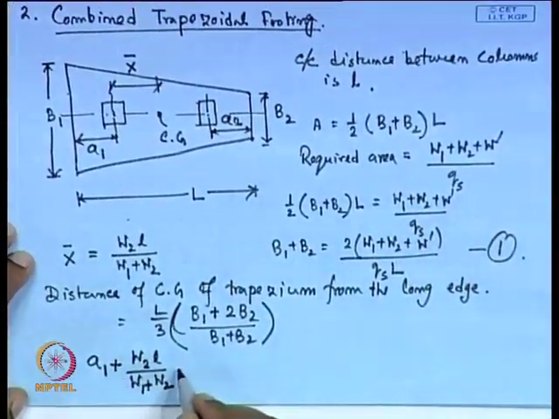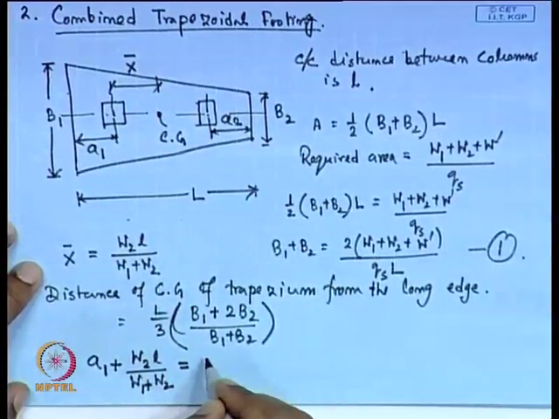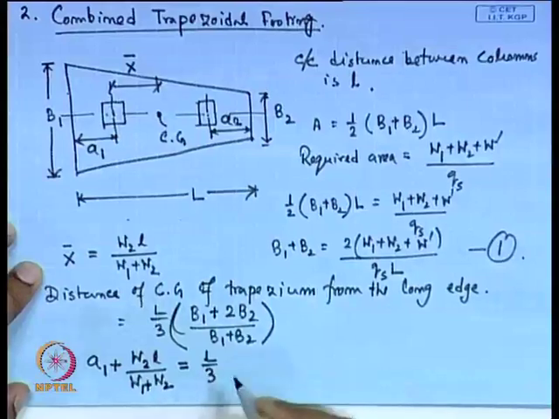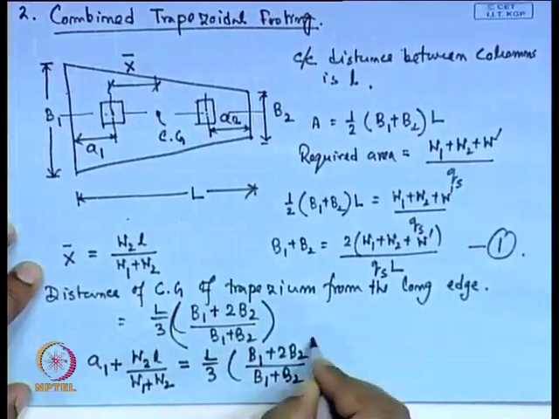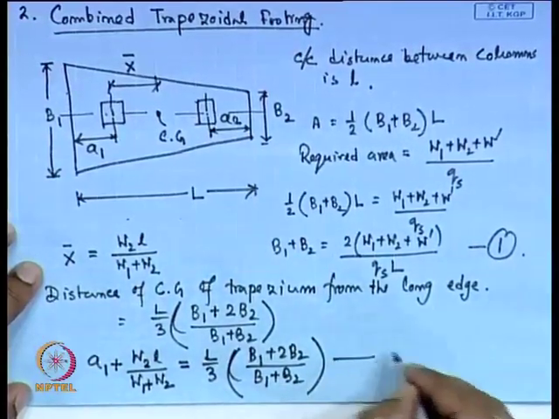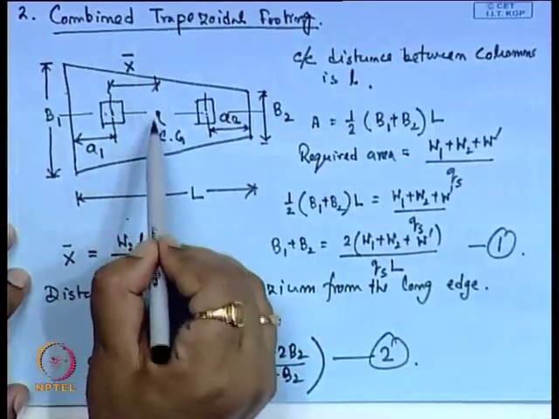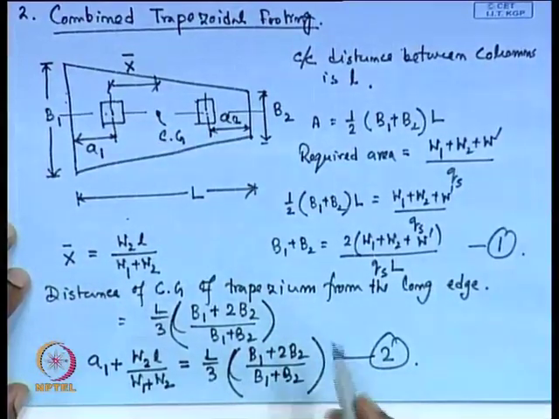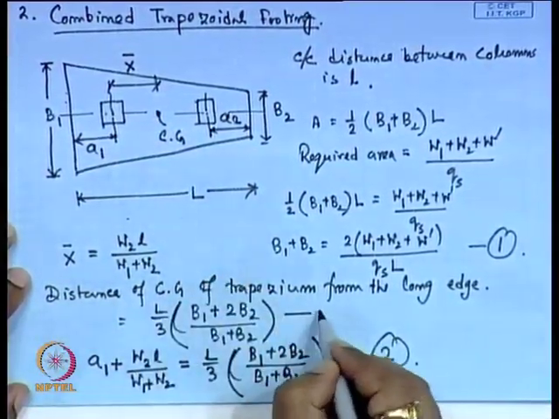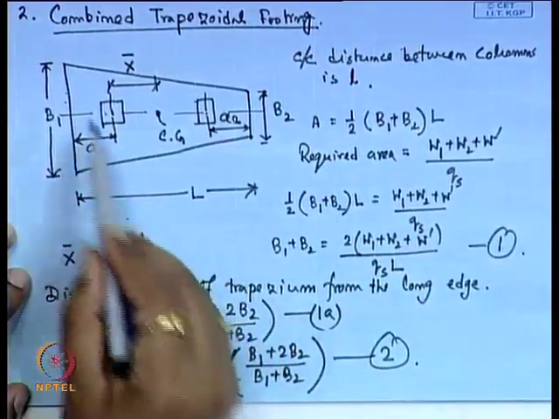So, w 1 plus this x bar, that is equal to this distance L by 3 times b 1 plus 2 b 2 divided by b 1 plus b 2. So, this is another expression, say expression number 2, because here the distance of this CG from the long edge is given by this expression, or you can write this as expression number 1a. So, this expression number 1a is given by this value.